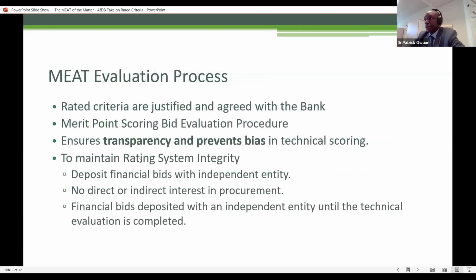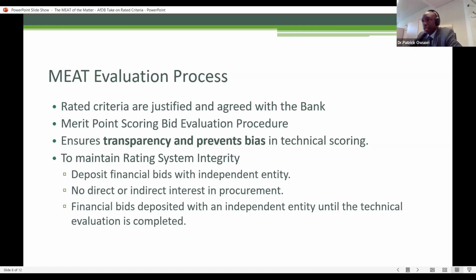The evaluation process for MEAT generally has to be agreed with the bank. So it is the borrower that has to propose it for a particular procurement, and they have to propose which criteria they intend to have used in the bidding document. The merit point scoring system and the evaluation procedure all have to be described in the bidding documents in order to ensure transparency and no bias.